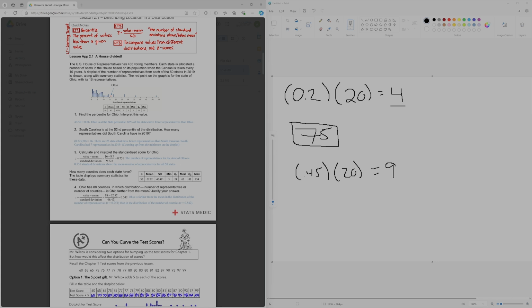So in this problem, we're calculating Ohio's counties, and we're comparing them. So Ohio is further from the mean in the distribution of representatives than in the distribution of counties because the z-score is greater. So that's how you would justify something being better, faster, bigger, is having a bigger z-score.